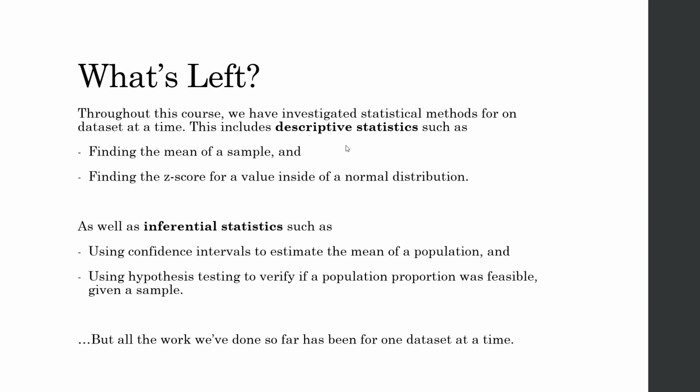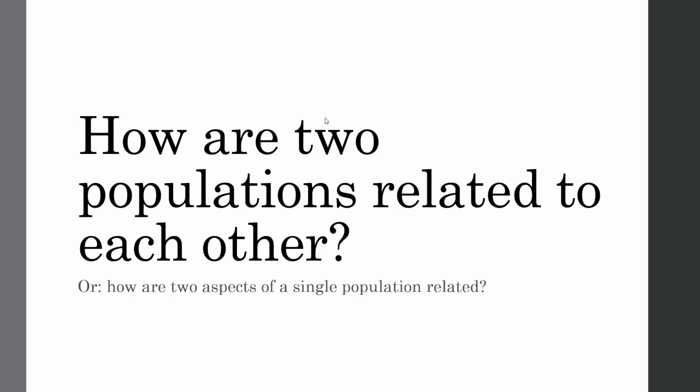What if we start looking at more than one list or more than one set of values at a time? How could two populations be related to each other? Or maybe two aspects within a population? How could they be related to each other?